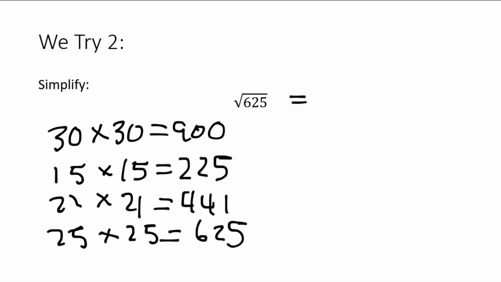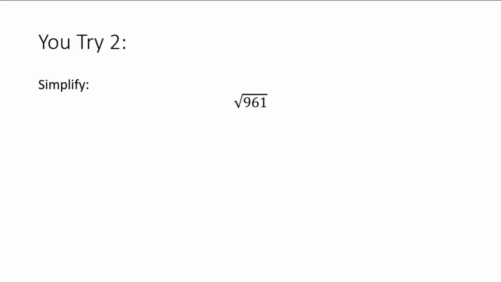So the idea is we're picking numbers and we're trying to basically sandwich the square root of 625 in between numbers that we know by guessing and checking. Okay, go ahead and pause the video and try this one on your own.